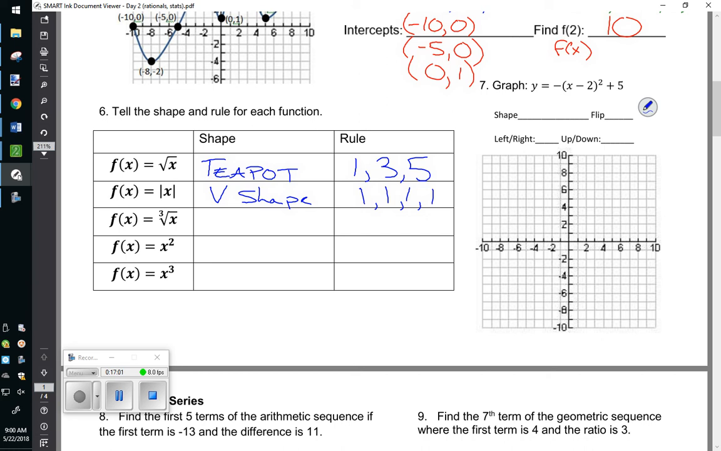1, 1, 1, 1, 1, 1, 1, make a V. Next one is cube root. When you have a cube root, it gets you an Egyptian graph. Remember, my Egyptian shape is 1, 7. X squared, that one's a parabola. Parabolas, anytime it has a square or a square root, 1, 3, 5.